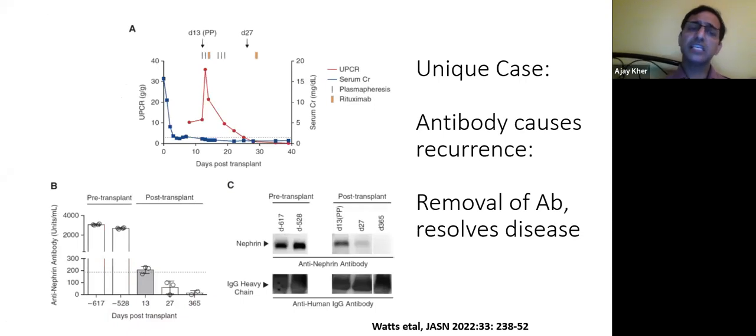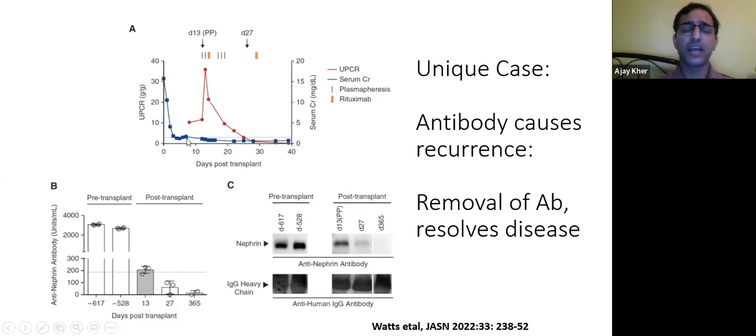So trying to prove causation, and when the antibodies are gone, the disease is gone. And then lastly, they present this unique case. So this is someone who had early childhood nephrotic syndrome, then progressed to FSGS and end-stage renal disease by her 20s, and then received a kidney transplant. So the blue is the serum creatinine, and 0 is the day of transplant.